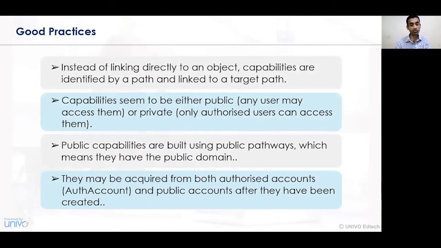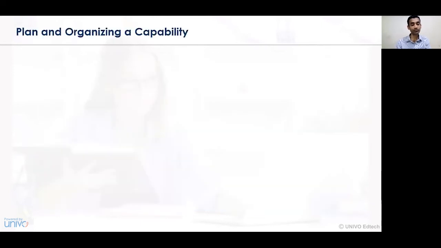They may be acquired from both authorized accounts, that is auth account, and public accounts, and after that they have been created. So it can be accessed from both ends, that is either it has been created from the public pathways or the public domain, or if it has been moved towards a private domain, then accordingly the authorized users can access that particular item, and the various good capability features can be implemented in those considerations of the organization. Hence, those activities can be taken as and when the need arises or the activity needs to be completed and fulfilled.